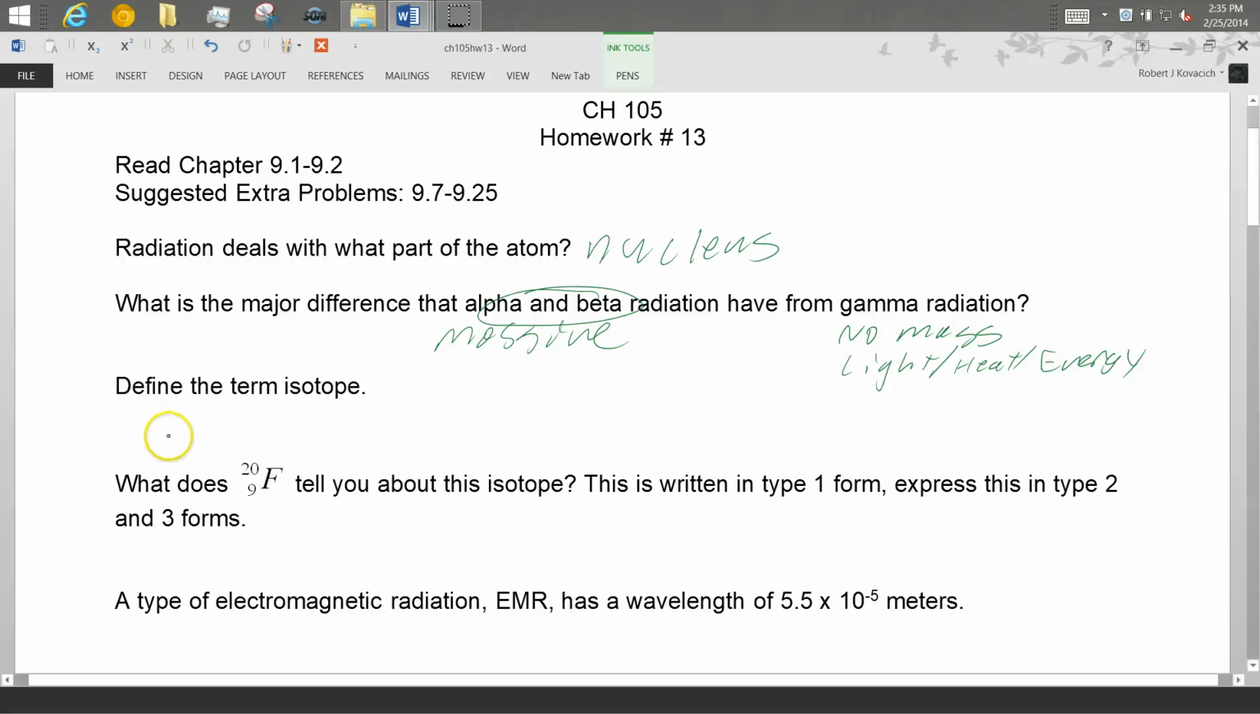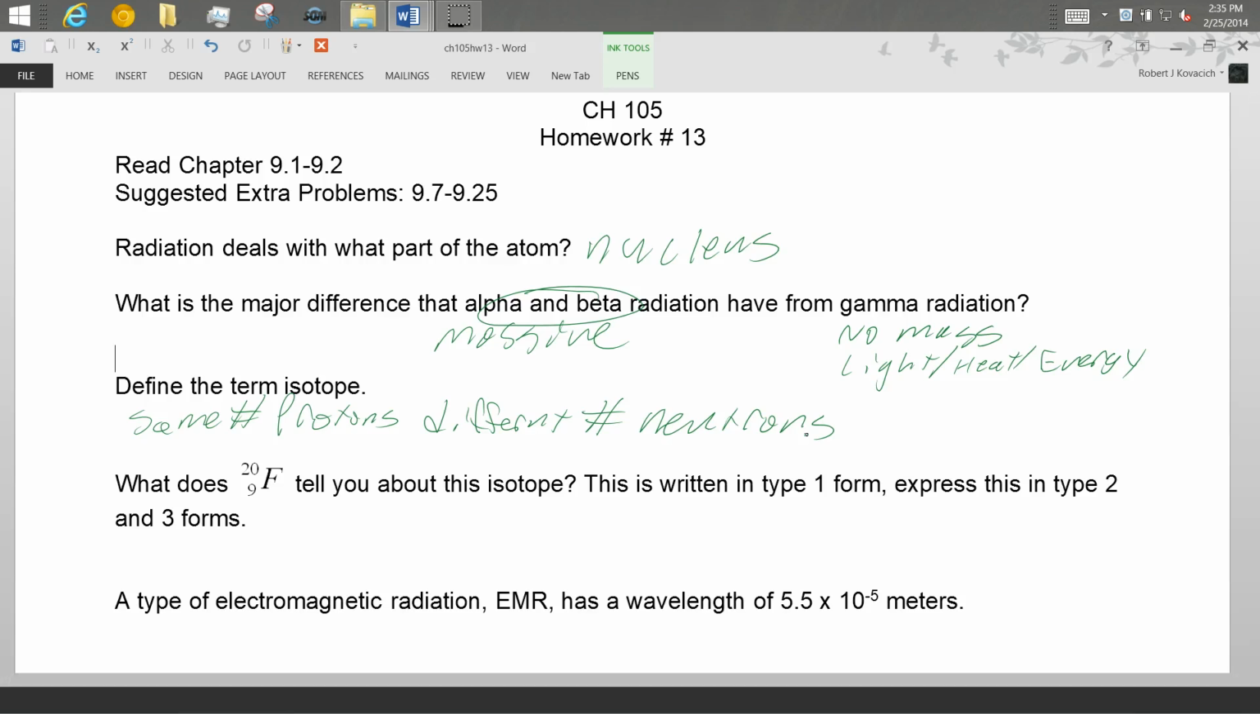Isotope, old definition. Same number of protons, different number of neutrons. It's the same exact element, it's got a different mass. If it's the same element, it's got to have the same number of protons. If it's got a different mass, it's got to have a different number of neutrons.